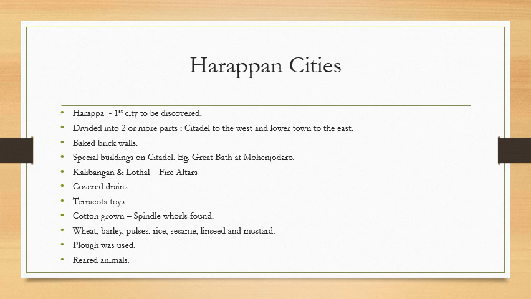while there were rooms on all sides. Fire altars where sacrifices may have been performed have been found at Kalibangan and Lothal. Many of these cities had covered drains. Many terracotta toys have also been found.